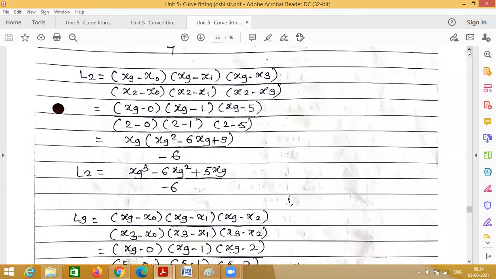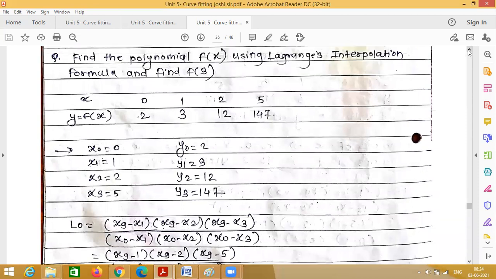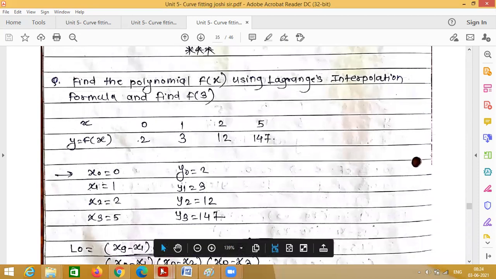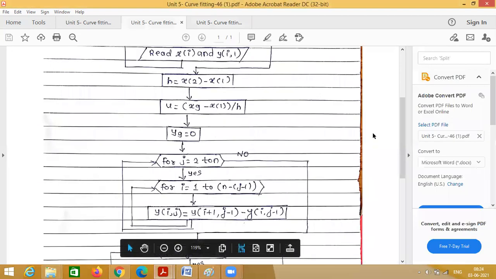Now we are going to write the flowchart for this analytical procedure. So let's discuss the flowchart.